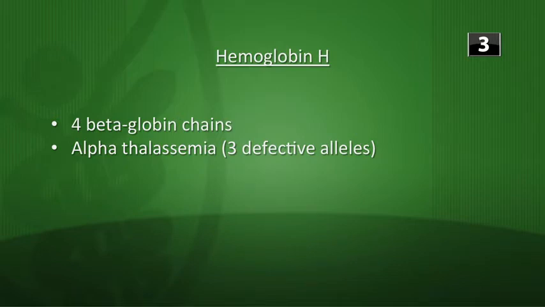Now, the one where you have hemoglobin H production is where you have 3 defective alpha globin alleles. So these patients do make a little bit of alpha globin, so they can make a little bit of hemoglobin A, but not much. Most of what they're making is hemoglobin H.